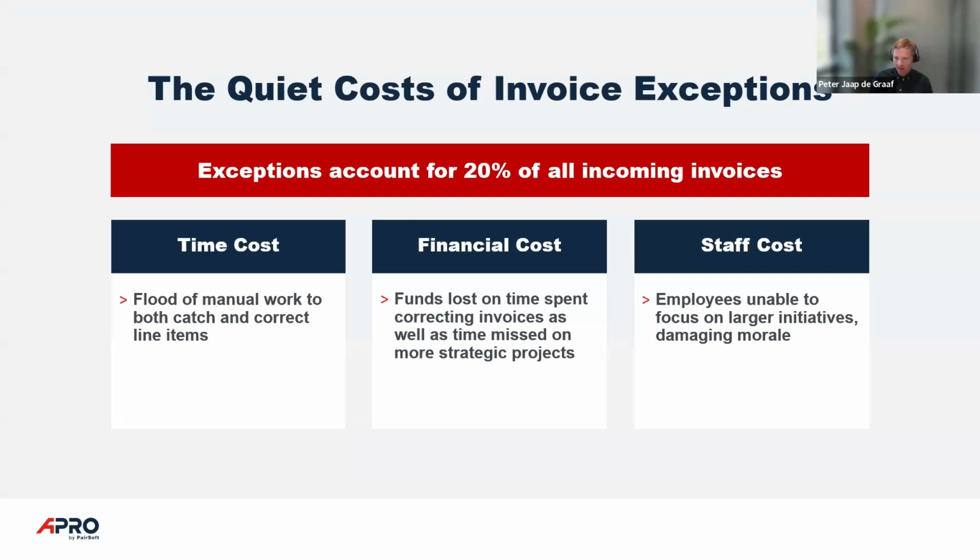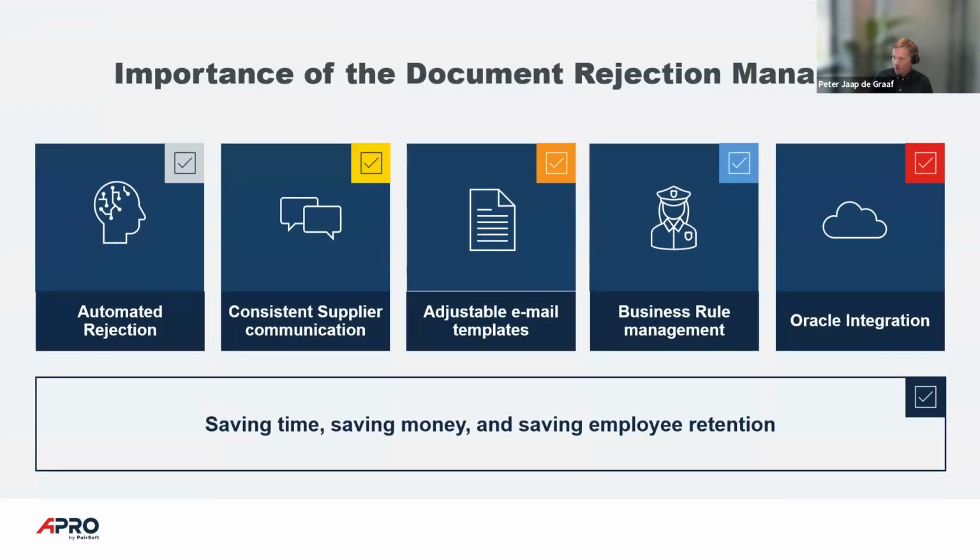I will explain to you in the next slide all the elements that the DRM contains. If I move forward, you can see what the DRM does. It can automatically reject invoices for you, based on an automated message, so it's always a consistent message to your suppliers. The communication to your suppliers is always in the right way, without any error messages or strange messages. When you send out those messages, you can adjust the templates if needed, because an email will be sent back with the invoice attached and the problem, explaining why it is an exception.